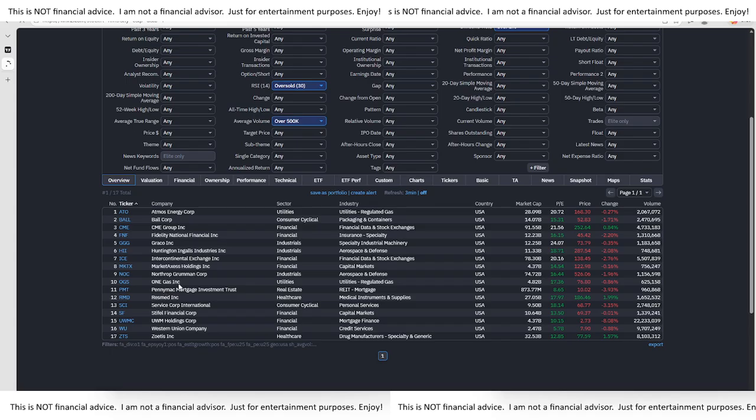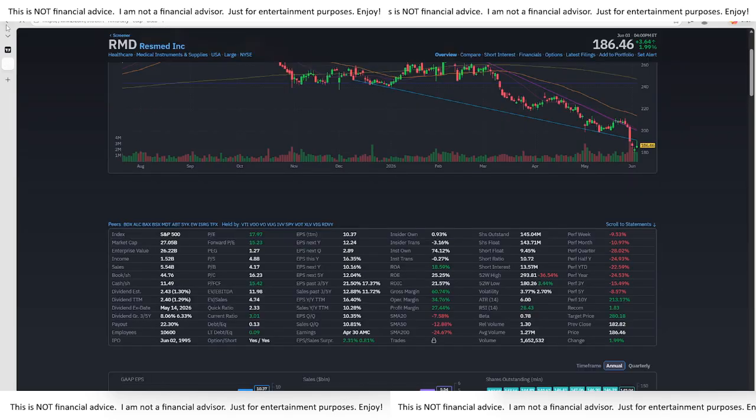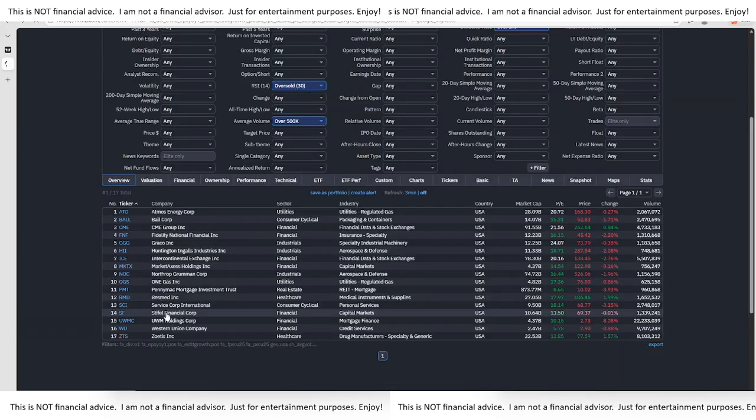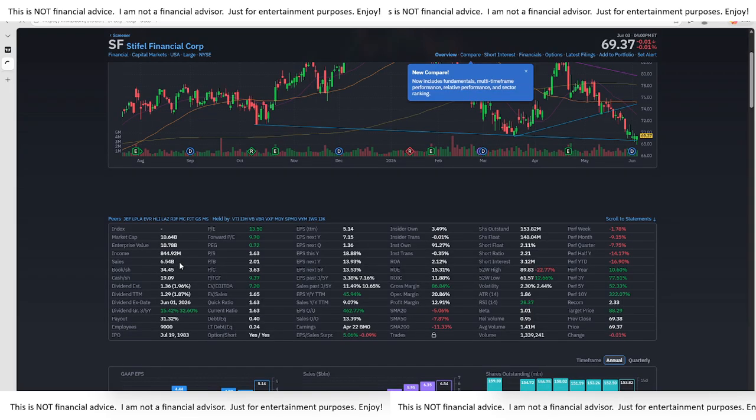ResMed, some healthcare stuff. PEs are too high. As these stocks fall, they will become buys in my system. PEs are too high here for SCI. SF. PEs are in range. We got a dividend. Low debt. 69.37 SF.